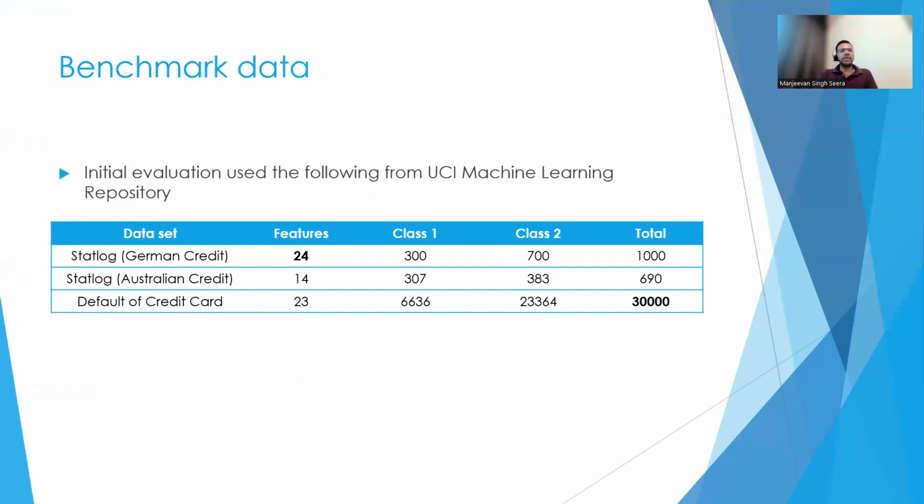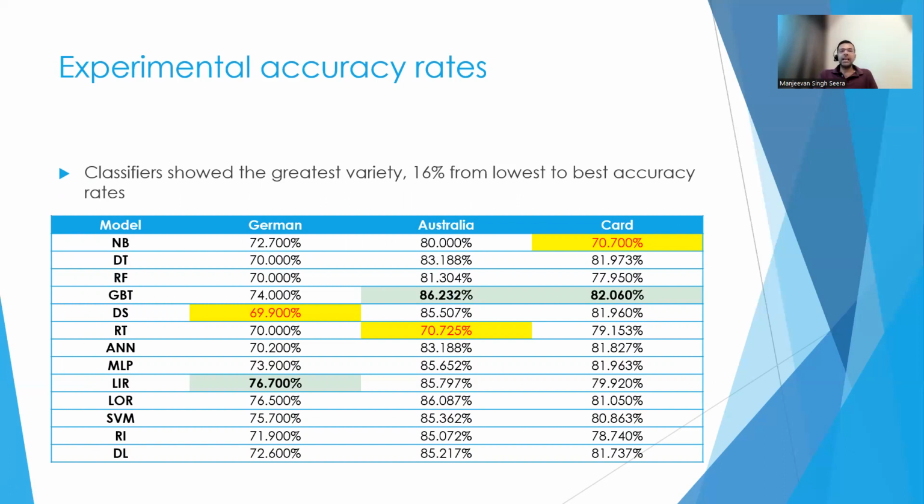Now we look at the experiment's results. For the benchmark data, there are 3 different card data sets that we use, and all 3 are from the UCI machine learning repository, which is publicly accessible. There are various numbers of features used, from 14 all the way to 24 features. The data sets vary in size as well, from a small 690 to a slightly larger 30,000 rows. We now look at the experimental accuracy rates for the 3 data sets that were publicly available.